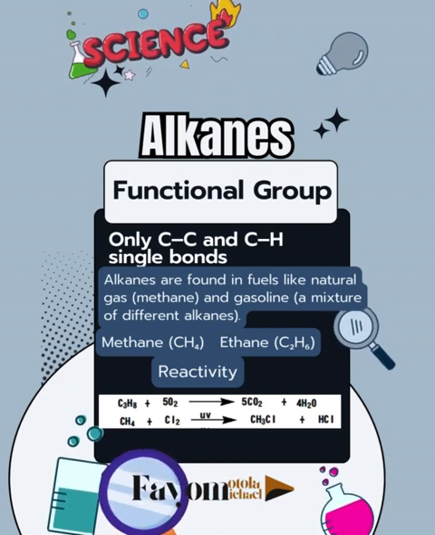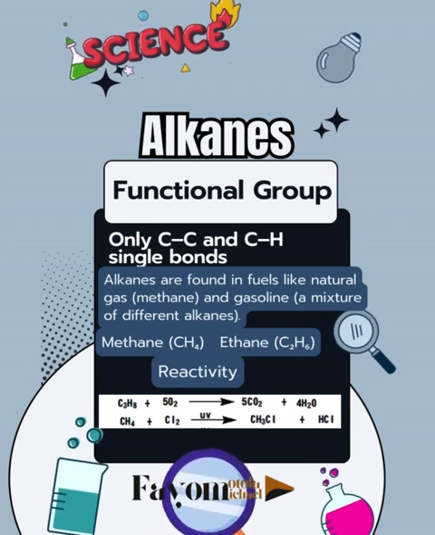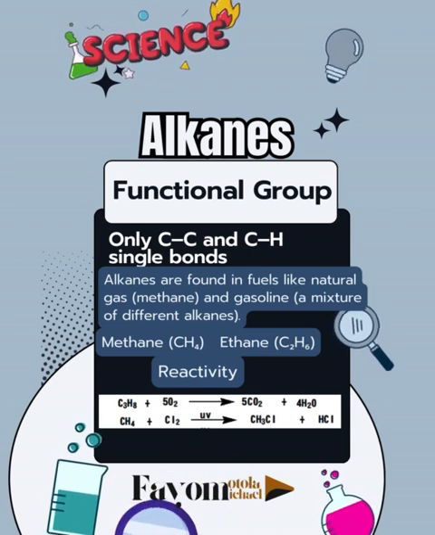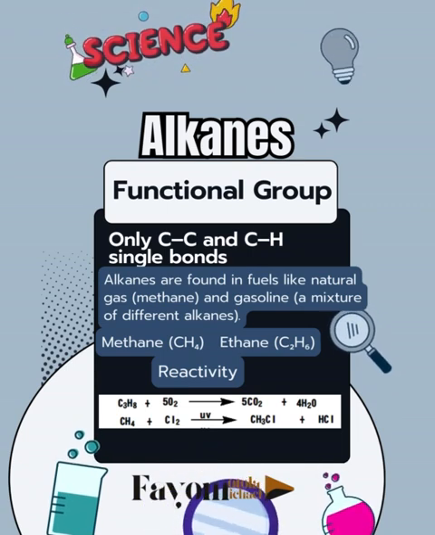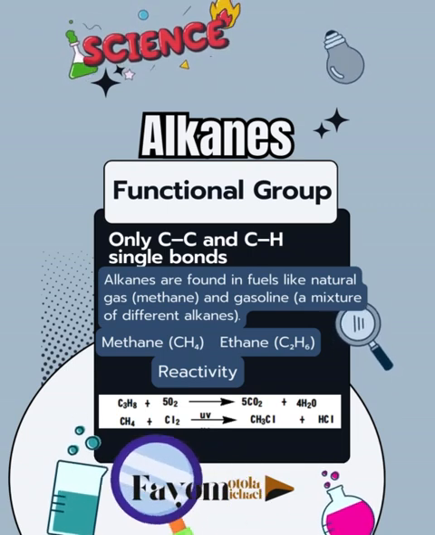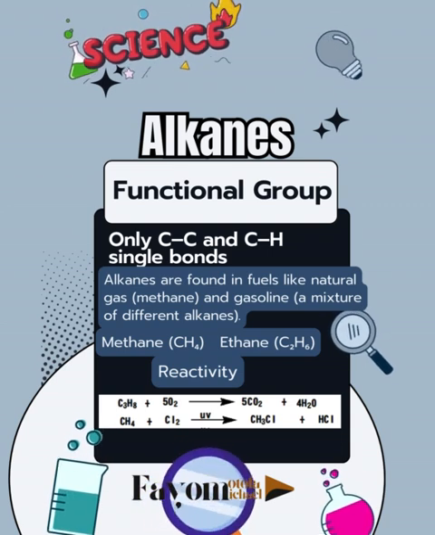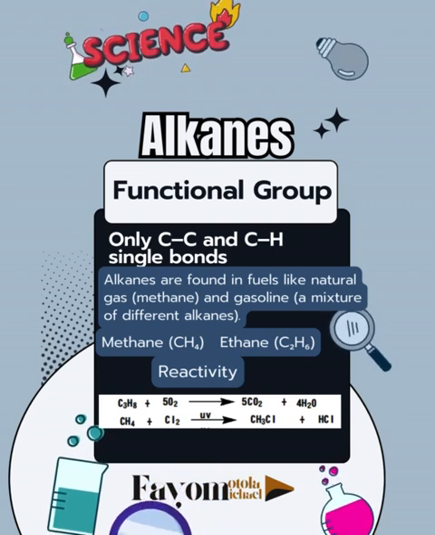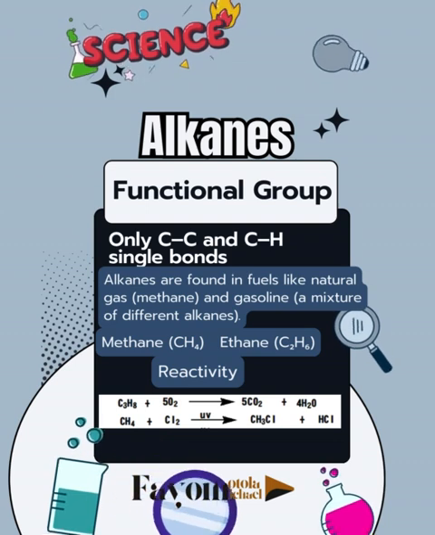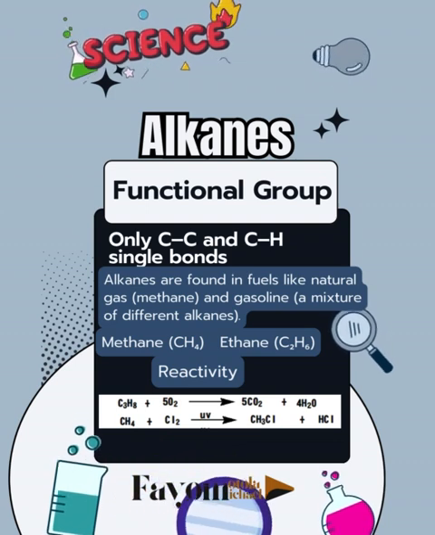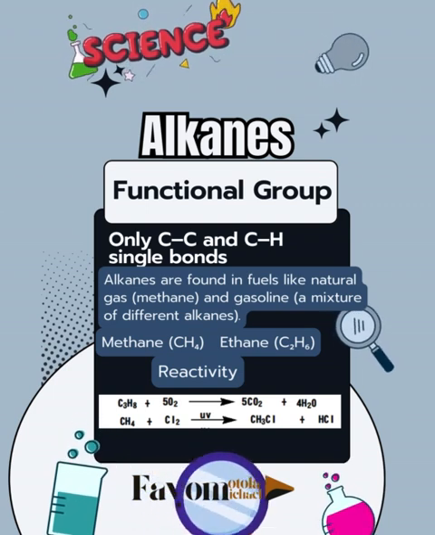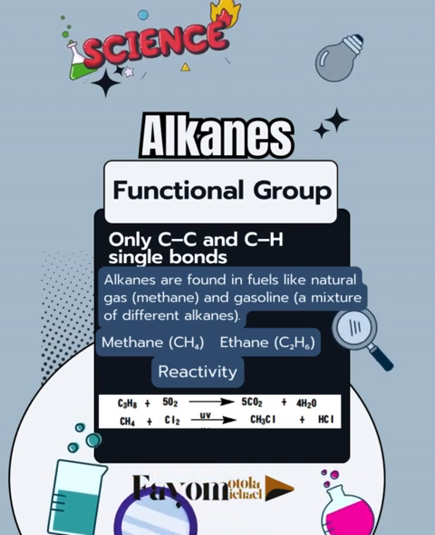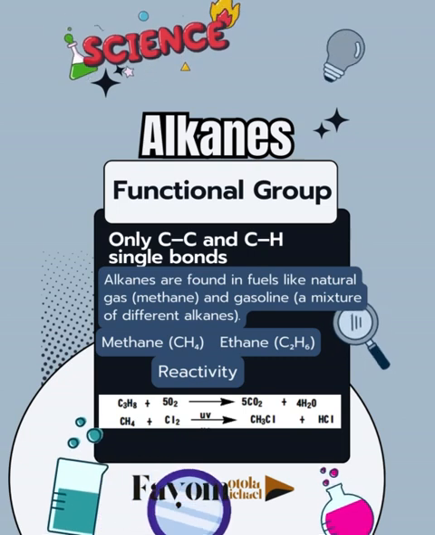Alkanes are the simplest organic compounds. They are made entirely of carbon and hydrogen atoms, with carbon atoms linked by single bonds. Alkanes are saturated hydrocarbons. Each carbon is saturated with hydrogen atoms, meaning no double bond, no triple bond. Alkanes are found in fuels like natural gas, methane, and gasoline, which is a mixture of some alkanes. Methane is used to heat homes, and gasoline and the rest.